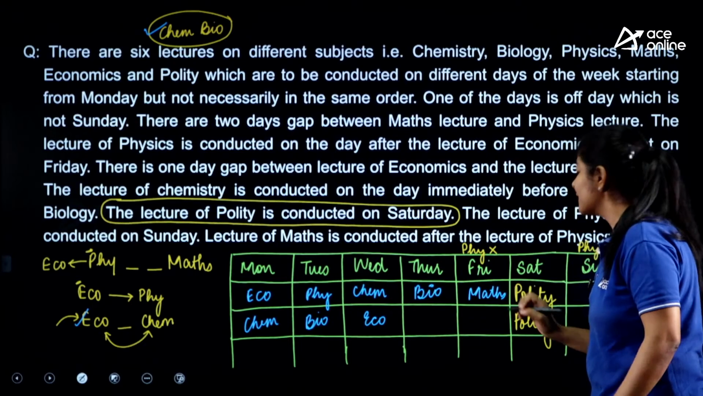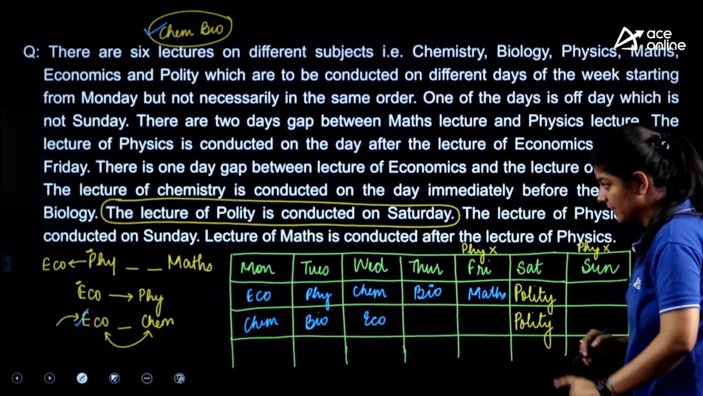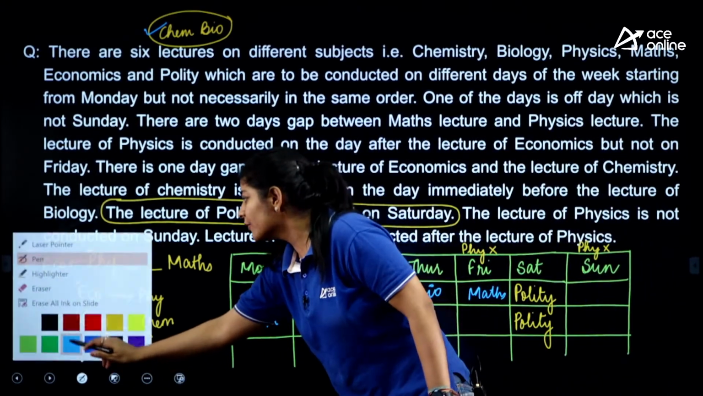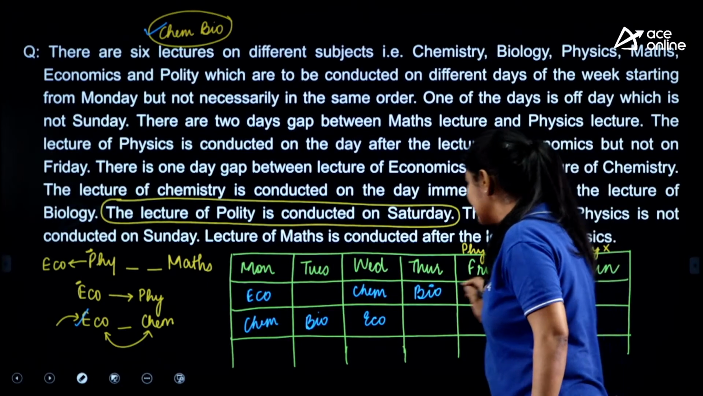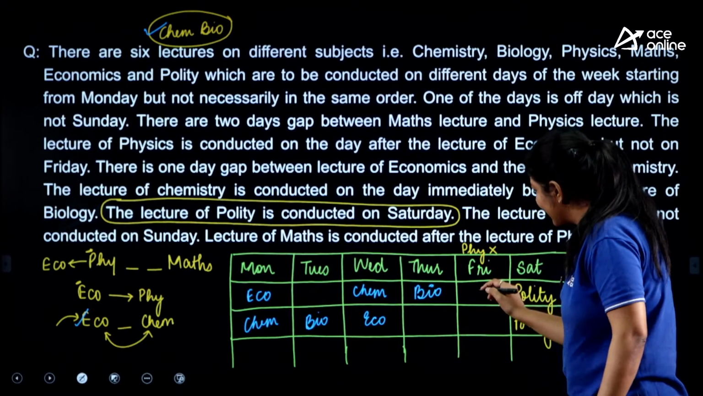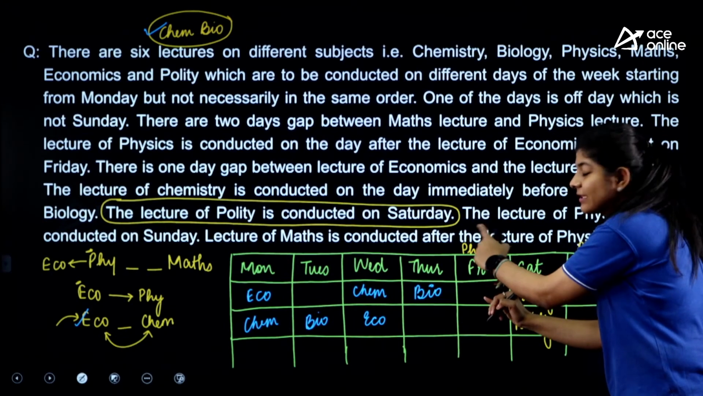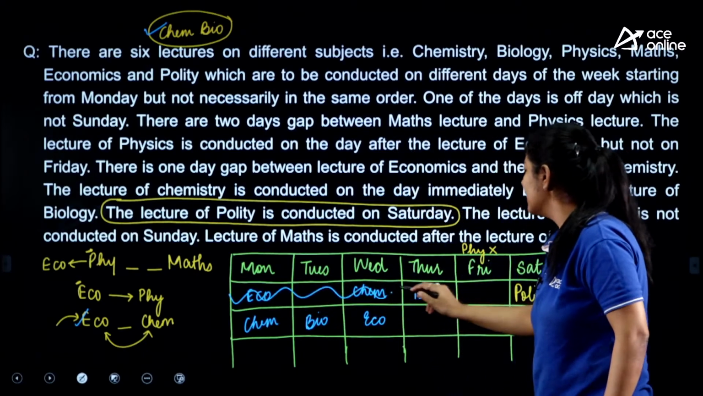In such cases, we are having a day off on Sunday, which is not possible. So we can't put physics over here, right? If we can put physics over here, then this condition is not going to be fulfilled. That means this case is eliminated.